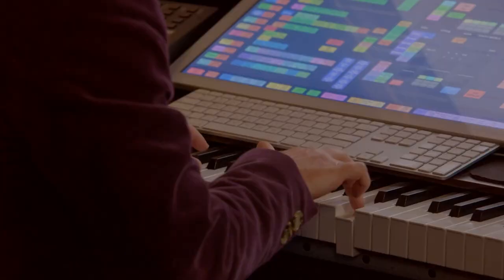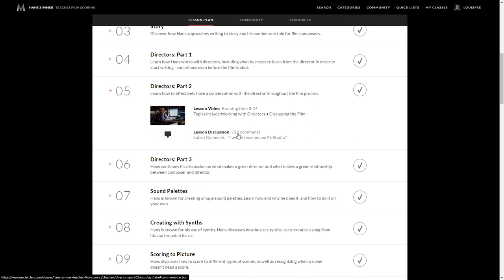Now, lessons 4, 5, and 6 are all about working with directors, and there's over 25 minutes on just learning how to interact with directors. The first one is how you work with directors, including what needs to be learned from the director in order to start writing, how to converse with directors and what you need to discuss with them. Very powerful if you are getting into the world of music scores, but also it's really good if you're just curious as to how that dynamic works.